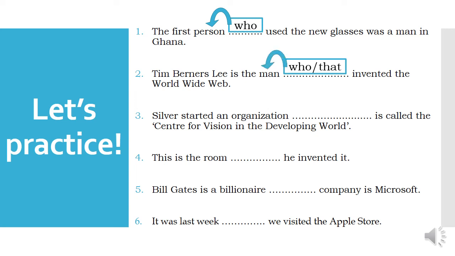And then number 3, Silver started an organization, blah blah blah, is called the Center for Vision in the Developing World. We need connector that explain the word organization. Organization is a thing. So we use connector which or that.